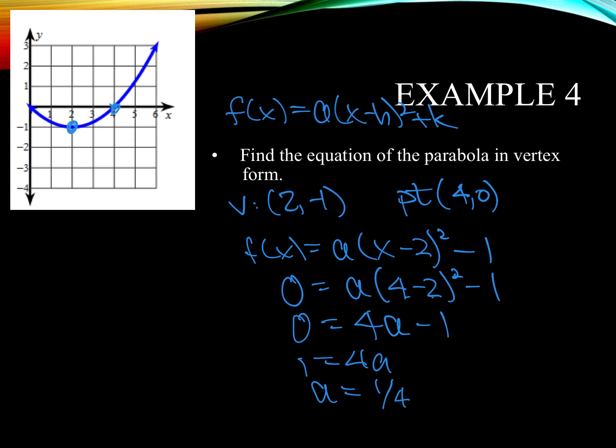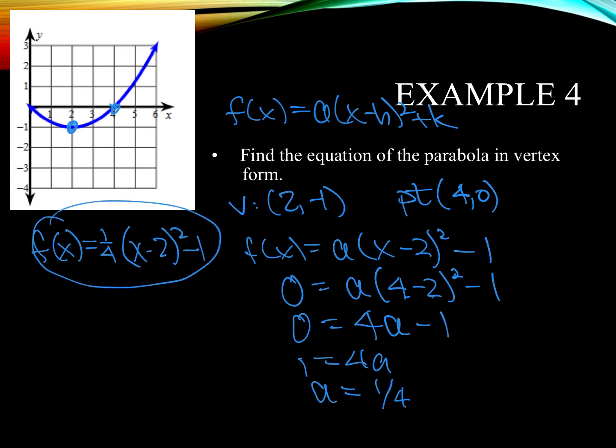Well, looking at my graph, that does make sense because my graph does seem to be kind of wide. And remember, the closer that number is to 0, the wider your graph is. And it's positive, which means I should have a U-shaped graph. So again, I'm probably on the right track. So I have f of x equals 1/4 times the quantity of x minus 2 squared minus 1. And that is my final answer.